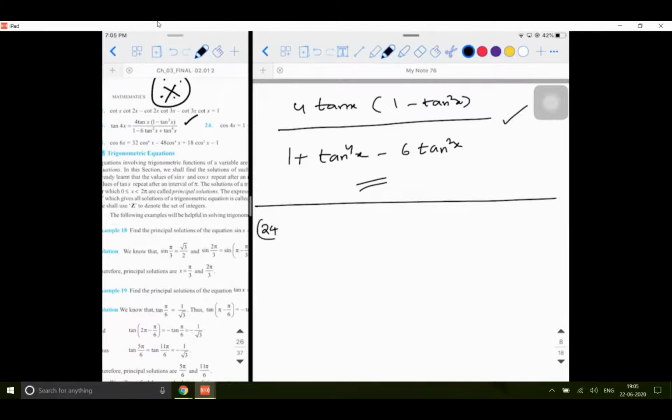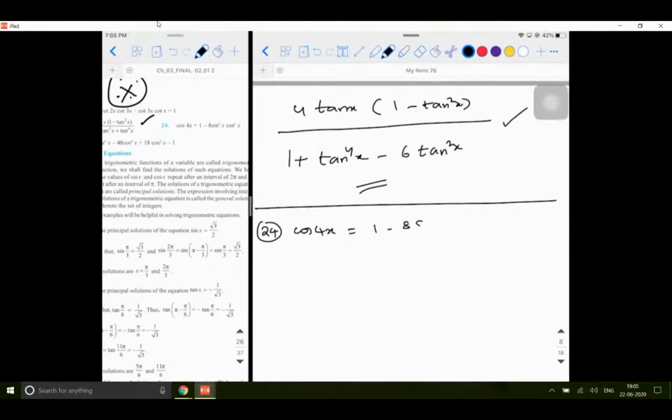Now, how to do the 24th problem? 24th is like this: cos 4x is equal to 1 minus 8 sin square x into cos square x.